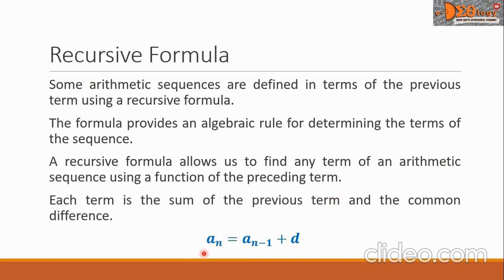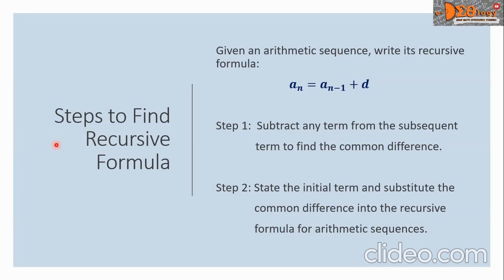The formula will be like this. a sub n equals a sub n minus 1, this is the previous term, plus d, the common difference. And this a sub n is the general term. There is a condition here that the n, which is the number of terms, must be greater than or equal to 2. Here are the steps to find the recursive formula.